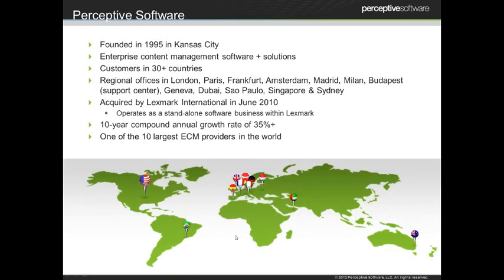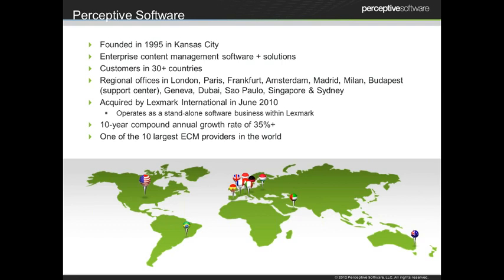So let's go over an overview of Perceptive Software for those of you who are not familiar with our company. This is a quick one-slide. Our offices are located in Shawnee, Kansas, which is a suburb of Kansas City. Shawnee is considered our headquarters, but we have regional offices all over the world, including the locations listed in the bullet point.